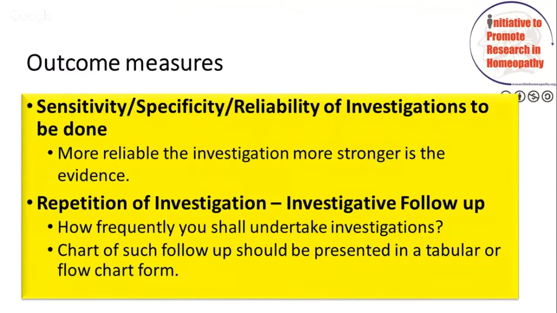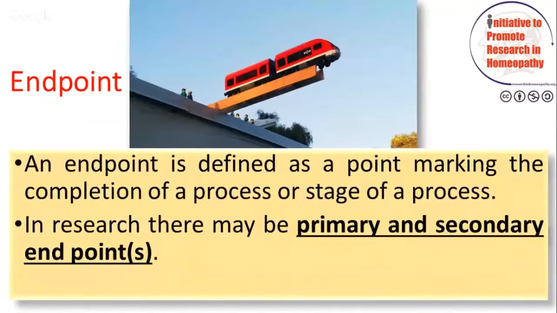Also, when we are writing the outcome measures, we should write the repetition of investigation. How frequently we shall undertake the investigation, and the chart of such follow-up is to be presented in a tabular or flowchart form for easy understanding and comprehension. For example, I'll give the example later. Endpoint. Now, after objective and outcome, we have endpoint.